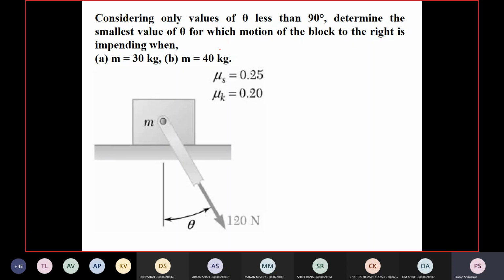Right. So next one. Considering only values of theta less than 90, determine the smallest value of theta for which the motion of the block to the right is impending when m is equal to 30 kg, and m is equal to 40 kg. So we'll solve for one of these cases, m is equal to 30 kg, and then you can try to solve the other case also. Okay, so let's draw the free body diagram. For the free body diagram, I'm going to consider the resultant.